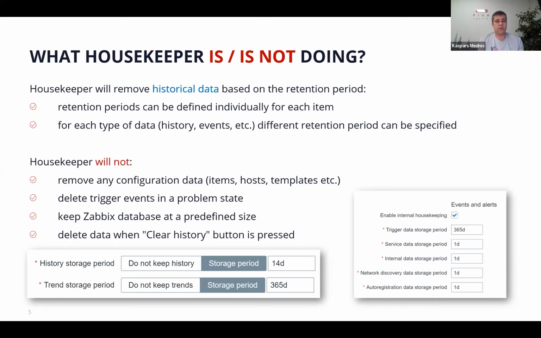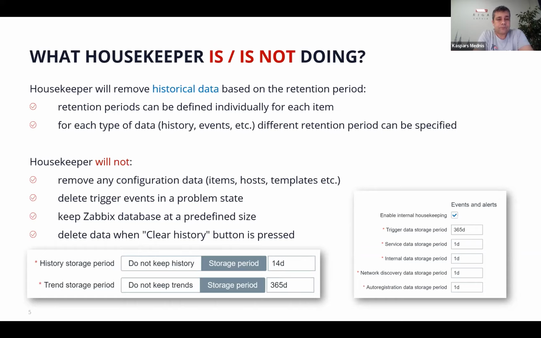Yes, this problem will stay until you resolve it, close it, and then it will be deleted. Also, unfortunately, Housekeeper cannot keep the Zabbix database at a predefined size. It's not possible to say, okay, please keep my Zabbix database up to like 200 gigabytes. Sorry, but that's not possible. So you need to tune all the individual settings. You need to tune history settings, trend settings, some other settings for events, and then you can estimate the size. But otherwise you cannot just write.